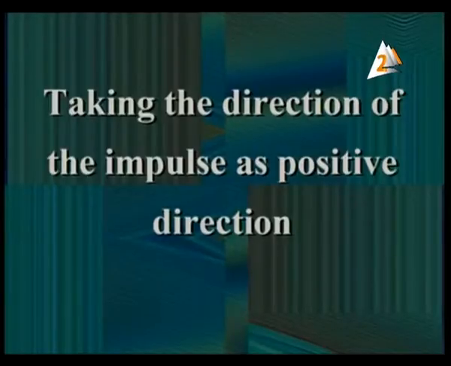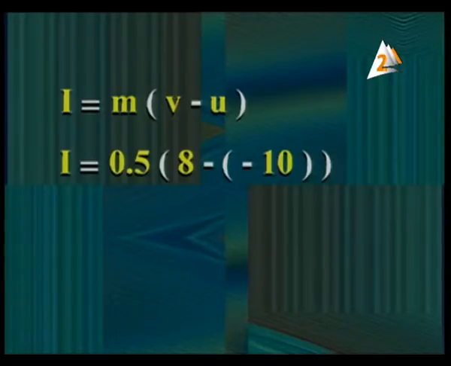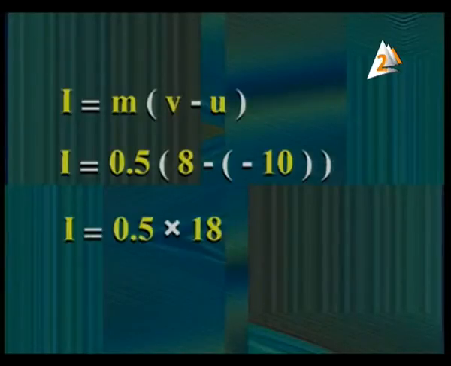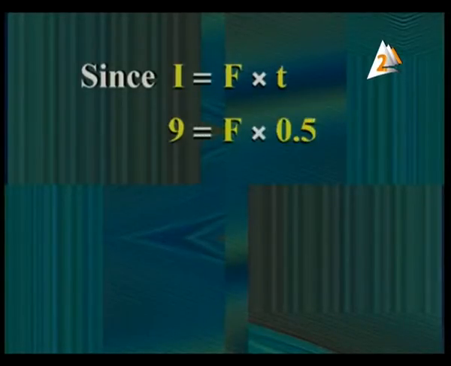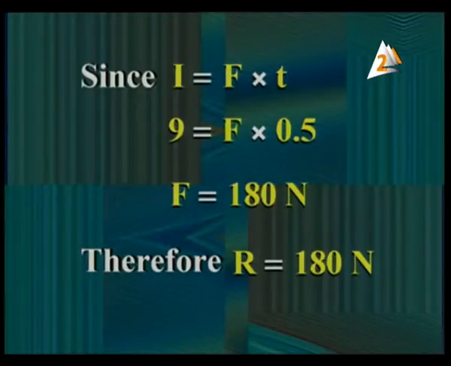So, taking the direction of the impulse as positive direction, I equals M times (V minus U). M here is half and V is 8, minus U is negative 10. So I equals half times 18, which is 9 newton-seconds. Since I equals F times t, therefore 9 equals F times 0.05, therefore F equals 180 Newton, therefore R equals 180 Newton also.